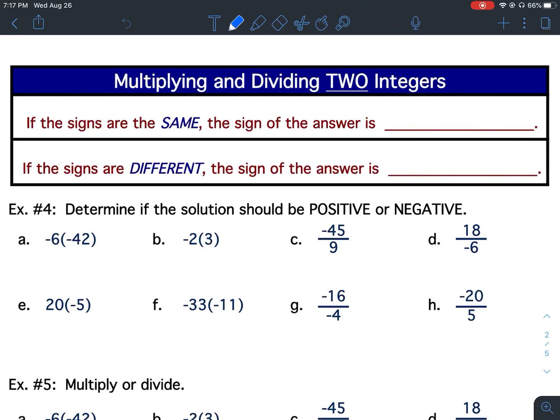Integers Lesson A notes continued. We're going to now move on to multiplying and dividing integers. The best part about multiplying and dividing integers is it's actually easier than adding and subtracting integers.